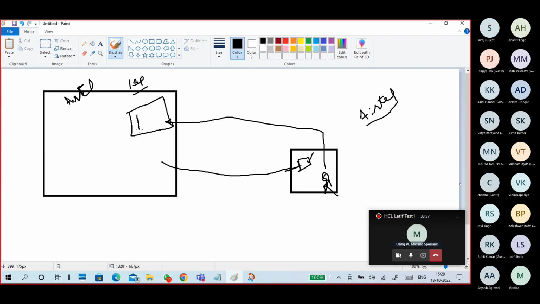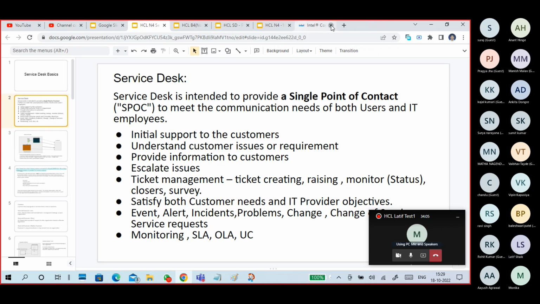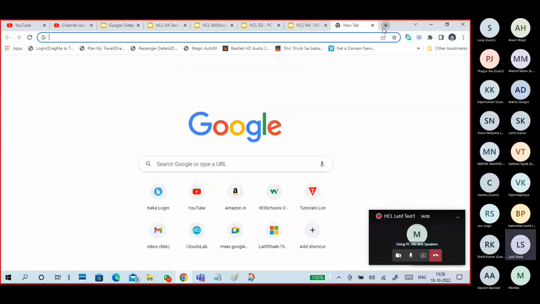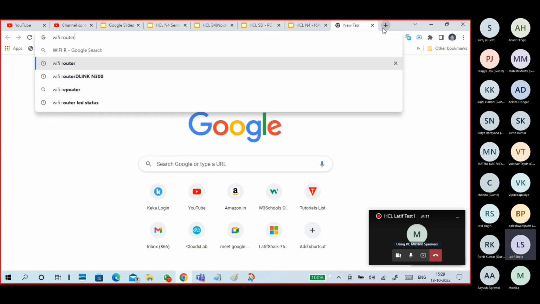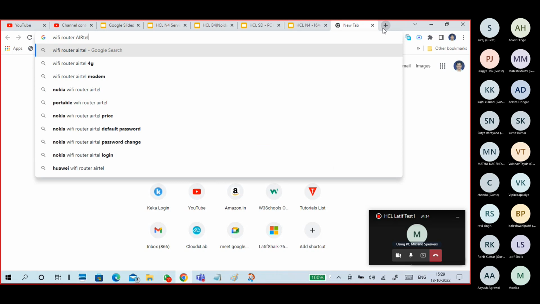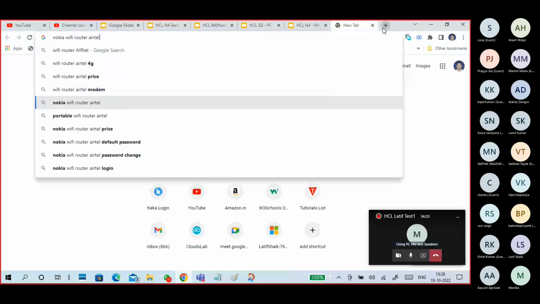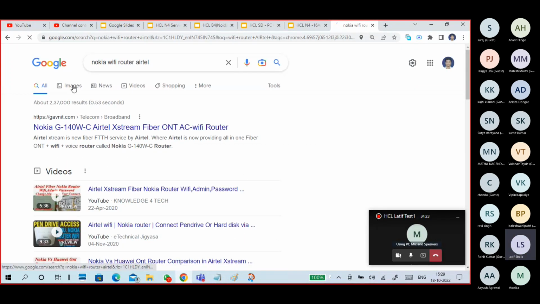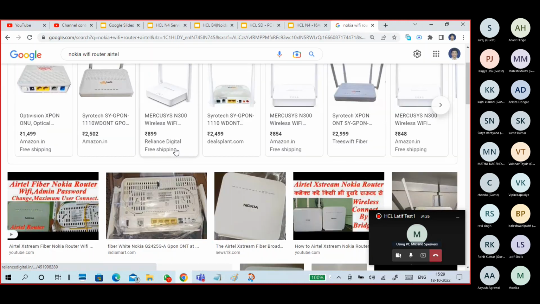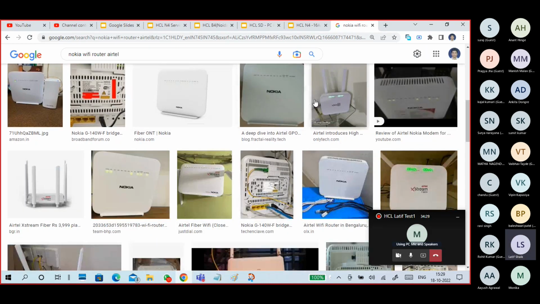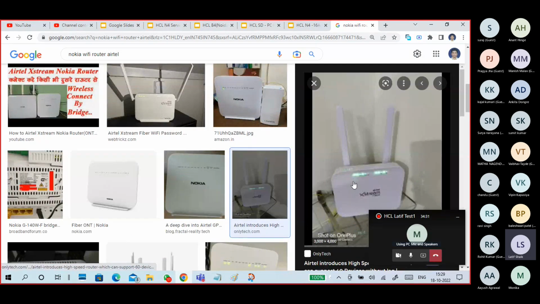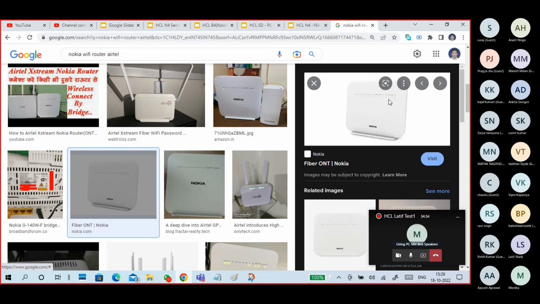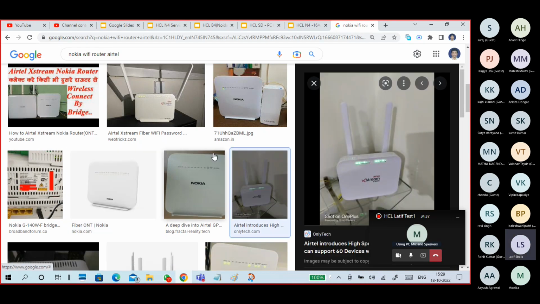They'll ask a question: are the LEDs blinking or not? The router has LEDs, right? So I will put up a Wi-Fi router, an Airtel one or whatever, you can go with any name. There are different Airtel routers, and you can see the LED status. These are the LED status indicators.